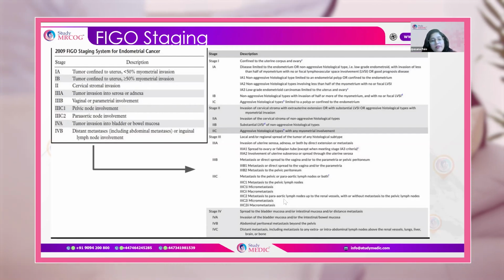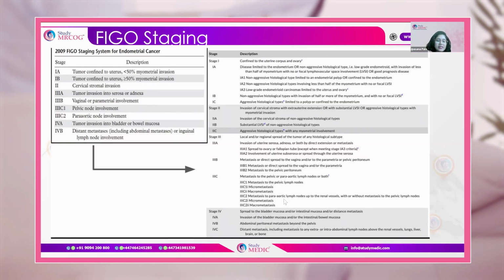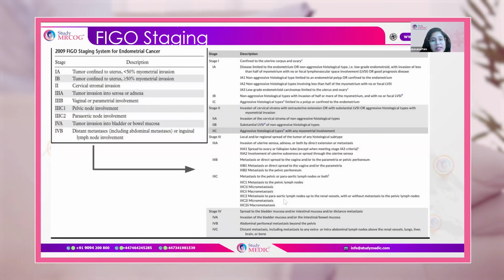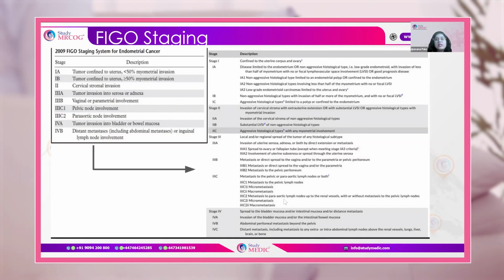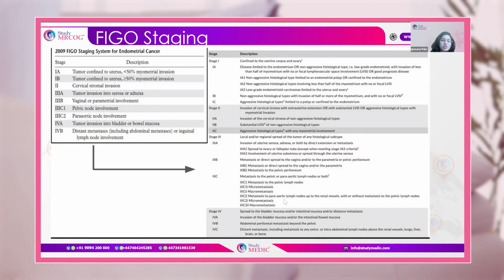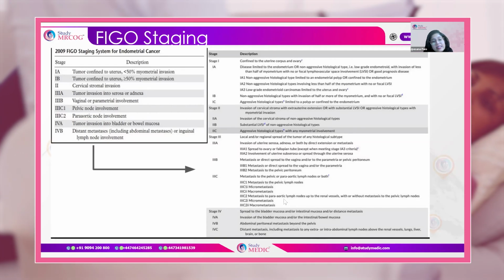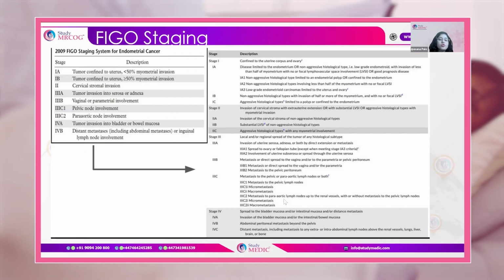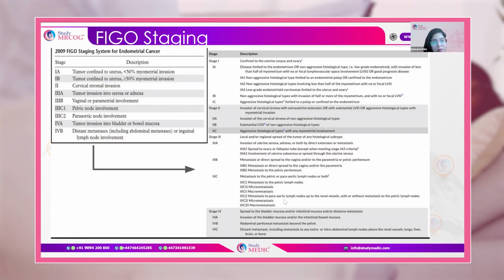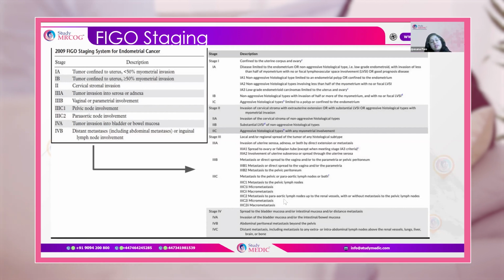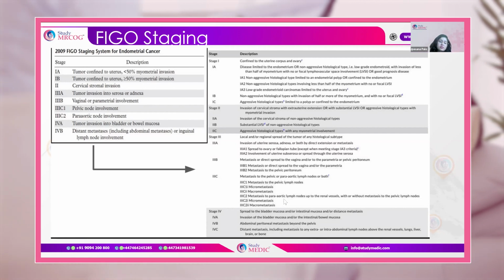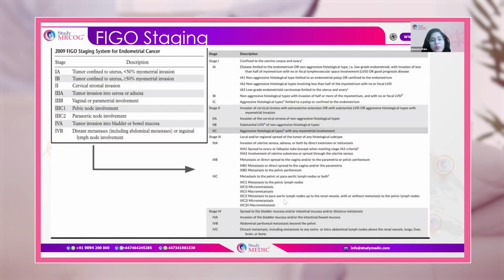So FIGO staging was earlier a very simplified staging. Now they have divided the entire thing into 4 stages, that is stage 1, stage 2, stage 3 and stage 4. And each stage they have now subdivided into 3 parts. Okay, so this is how you can remember. So stage 1 is divided into 3 parts, stage 2, stage 3 and stage 4.